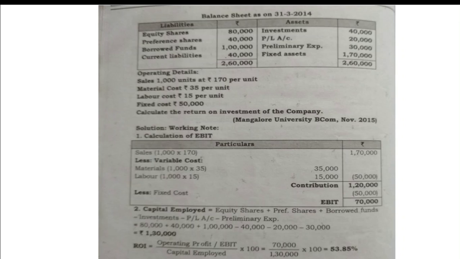In the question they have given operating details. Sales they have given 1 lakh units at rupees 170 per unit, and material cost rupees 35 per unit. Labor cost they have given 15 per unit, and fixed cost is totally 50,000. Calculate the return on investments of the company.